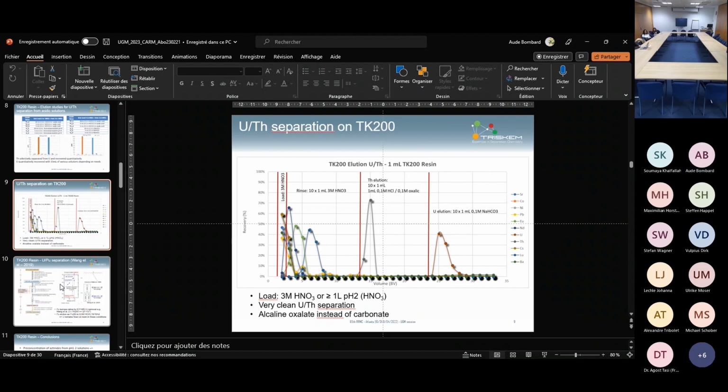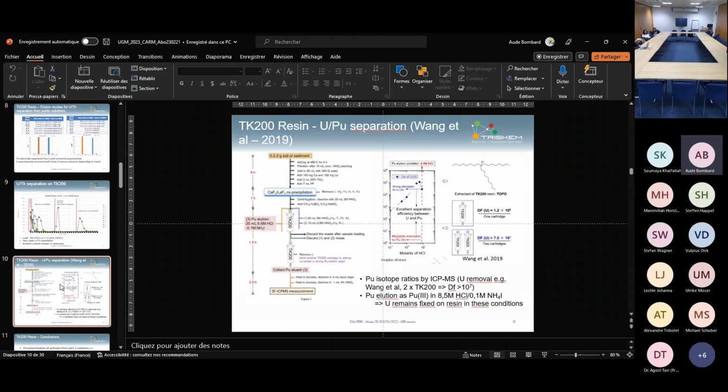So this is one type of separation, and the other separation that can be made on the TK200 resin is the uranium-plutonium separation. Here it was made from soil or sediment, so this is no longer from acidic solutions. The sample is pre-treated. There is a calcium lanthanide fluoride coprecipitation after a reduction to remove mainly potassium, sodium, uranium, and manganese. Then the precipitate is centrifuged and dissolved into a 3 molar HNO3 solution. Some boric acid and an oxidant are added to put the plutonium back to the 4 oxidation state.